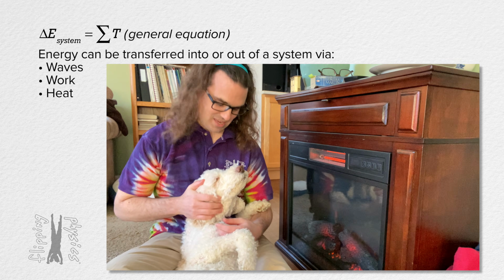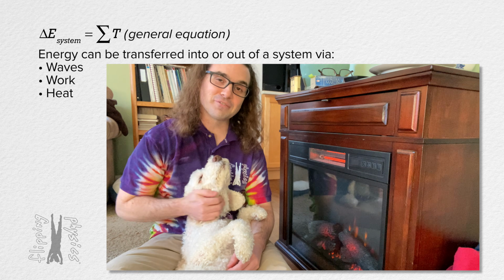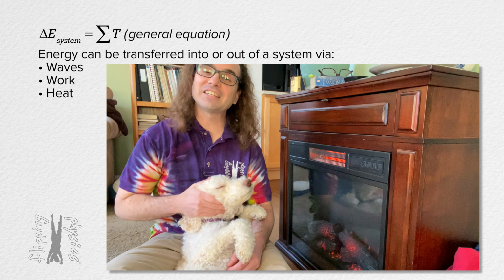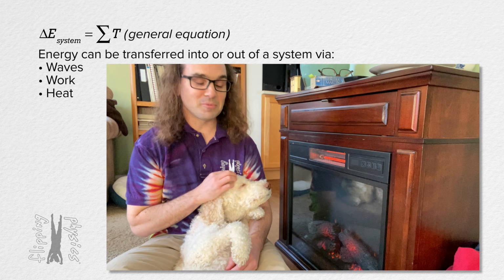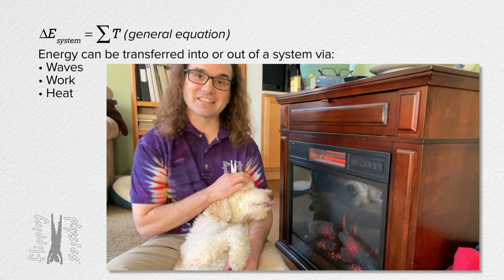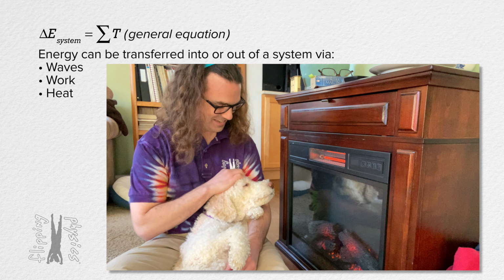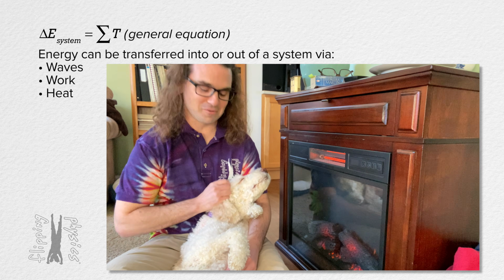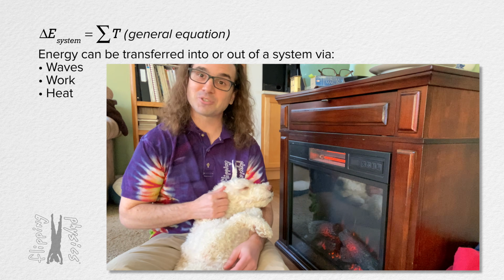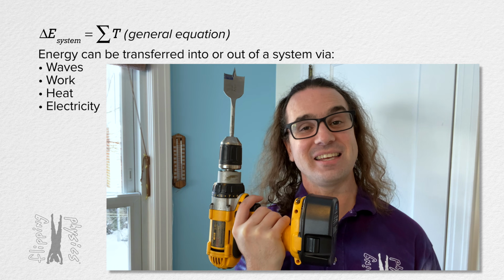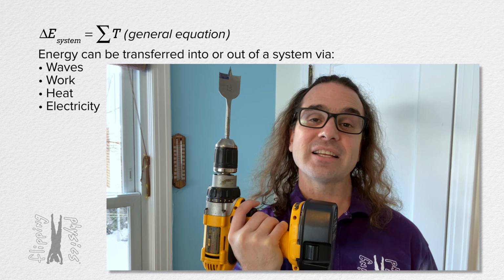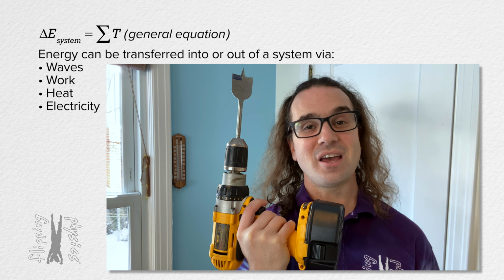Heat. Heat is a way to transfer energy from one system to another via a change in temperature. For example, this space heater disguised as a fireplace transfers energy to the system by increasing the temperature of the system. Electricity. Electric current can transfer energy from one system to another.